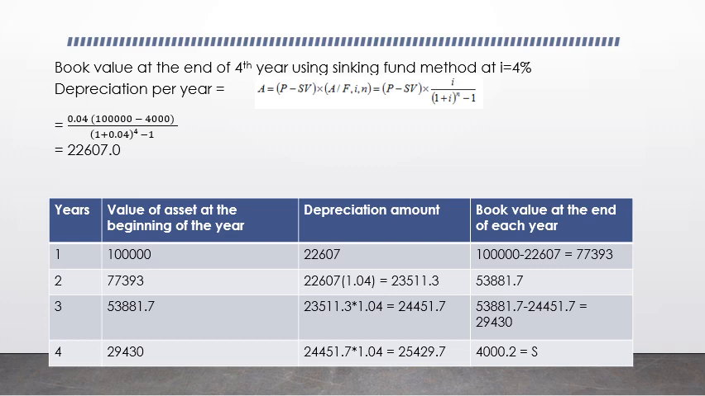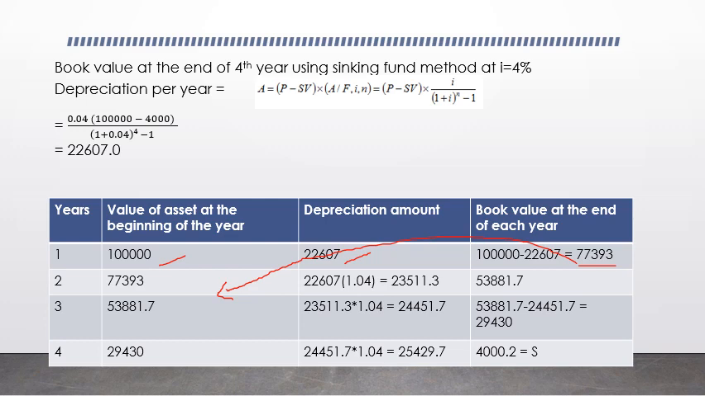Same procedure: book value at the beginning 1 lakh, depreciation amount during the first year 22,607, book value at the end of that year 1 lakh minus 22,607, which is 77,393. So that is the value remaining in the asset at the beginning of the second year. So what will be the depreciation amount during the second year?